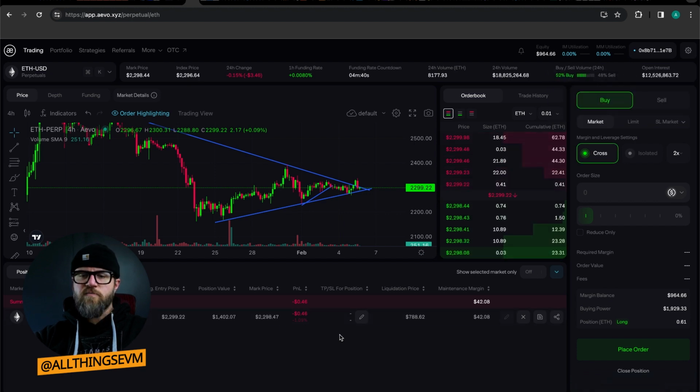It's super fast. There's plenty of liquidity here. It was a really fast transaction. My liquidation price is all the way down at $788. So I'm not super worried about liquidation with such a low multiple or low leverage, but I do want you to know that there is a liquidation. So always check that out first.